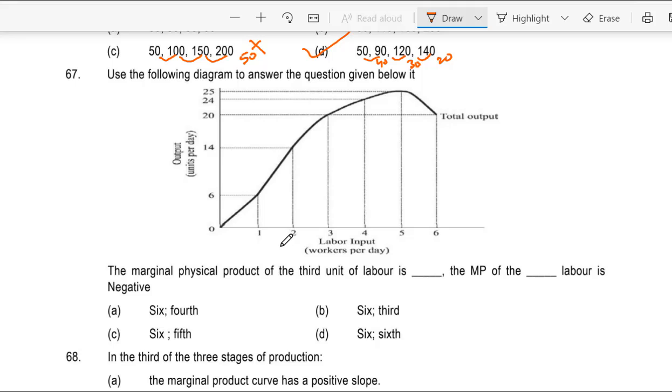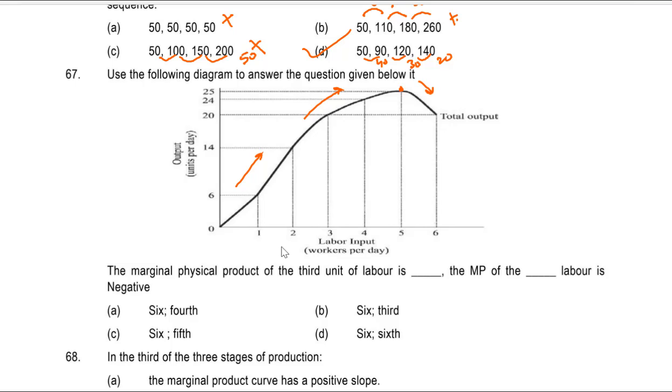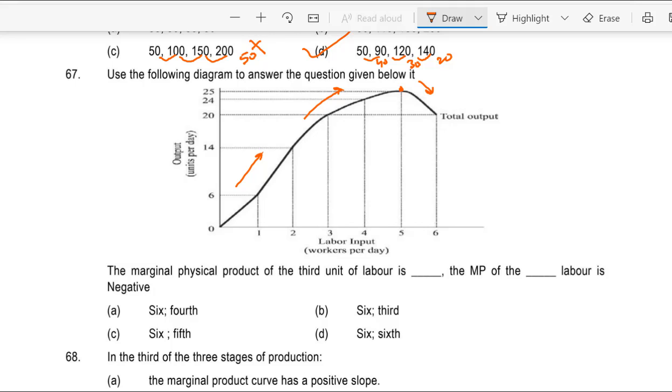Let's go to 67. Use the following diagram to answer the following question. Total product increasing at an increasing rate, increasing at a diminishing rate, reaching maximum and then falling. Stage 1, stage 2, stage 3. The marginal physical product of the third unit of labor is dash and marginal product of the dash labor is negative.